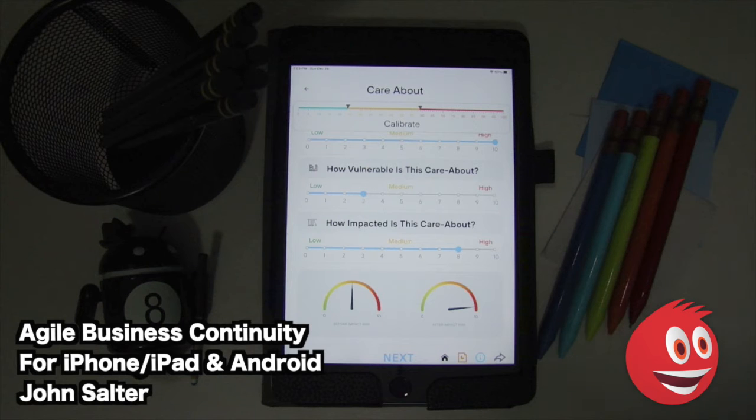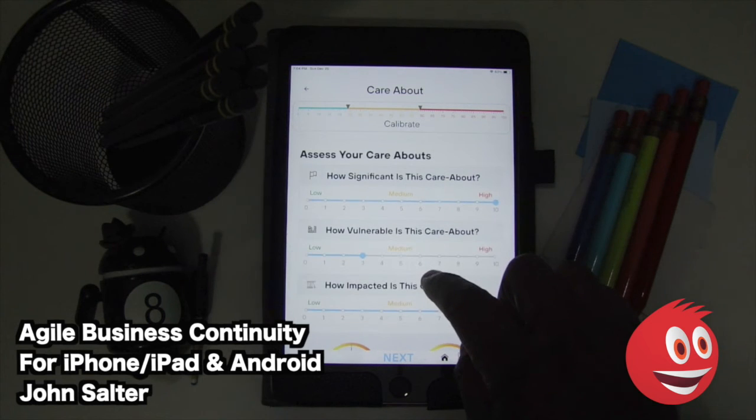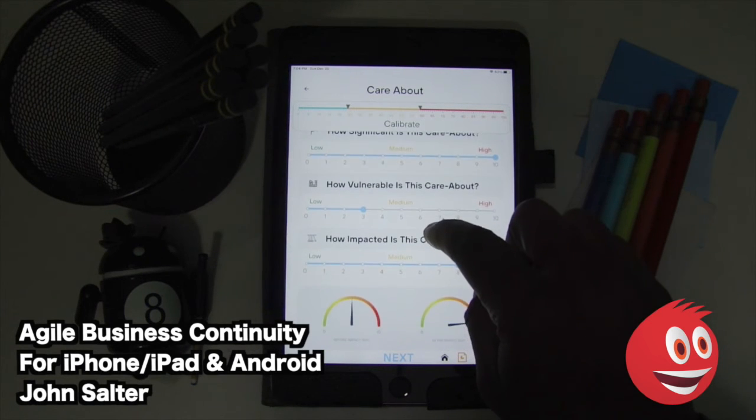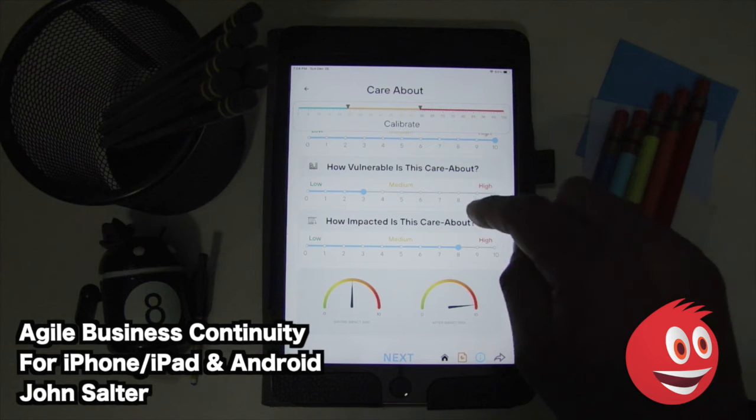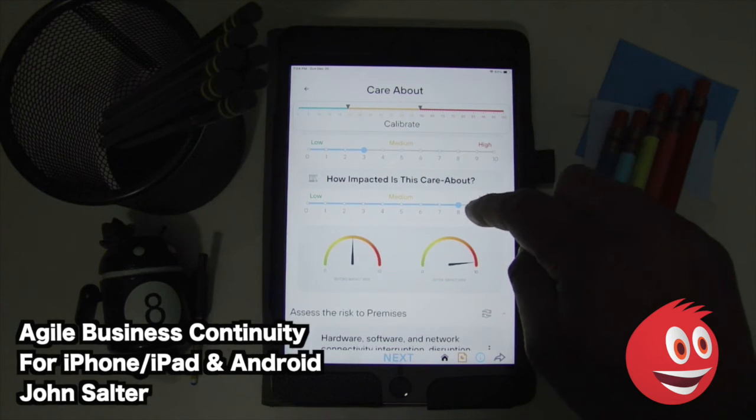So consider what will happen if just this in the clear, this by itself. What does this mean? We're talking about the before impact risk, and then of course, if this thing were to go full throttle, how would it affect us afterwards? All right, so we can calibrate this. We have how significant is this care about, how vulnerable is this care about, and how impacted is this care about.